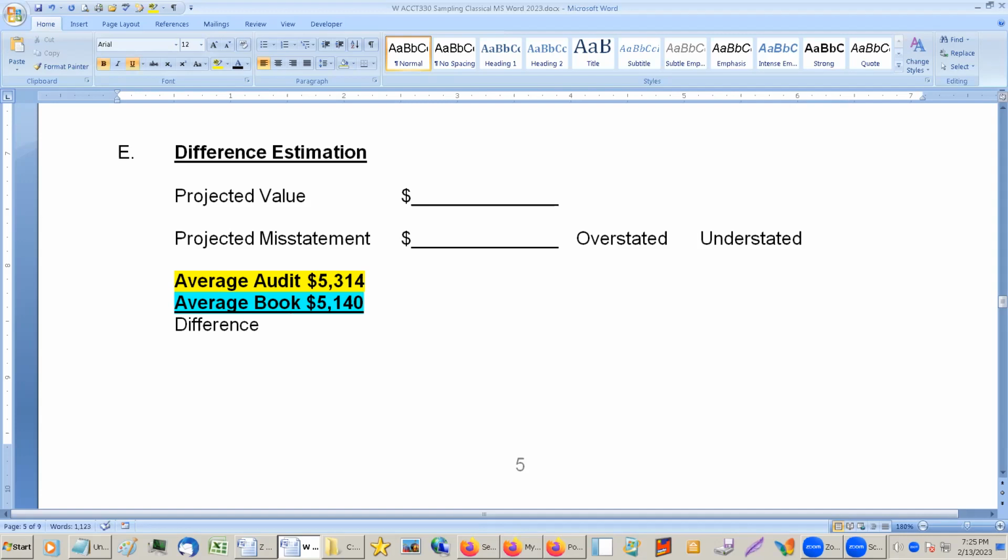Okay, now the difference is what, 160, 174? Check that. And is this going to be an overstatement or an understatement? We're saying that the average should be 5,314. They're saying the average is 5,140. So is this an overstatement or an understatement? Under. Under, good, yeah. They have it too low.